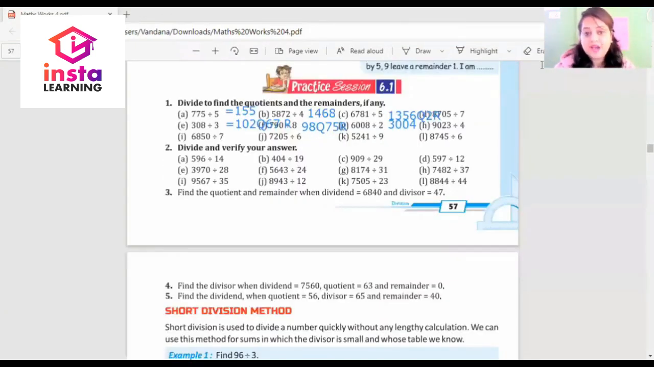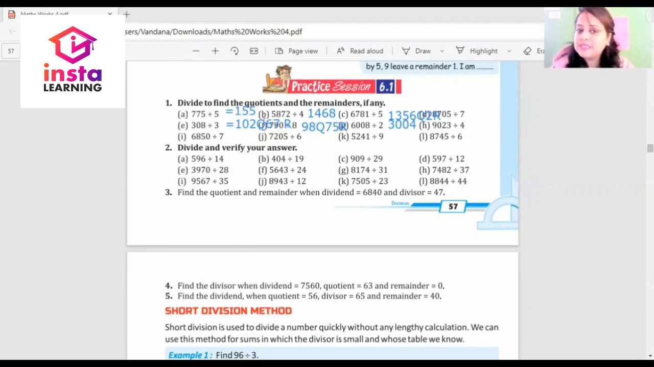Now, students, start your exercise 6.1 and do it in your notebook. Divide to find the quotient and the remainders, if any. So, this is your number 775 divided by 5. It is very important to know that 775 is your dividend and 5 is your divisor.